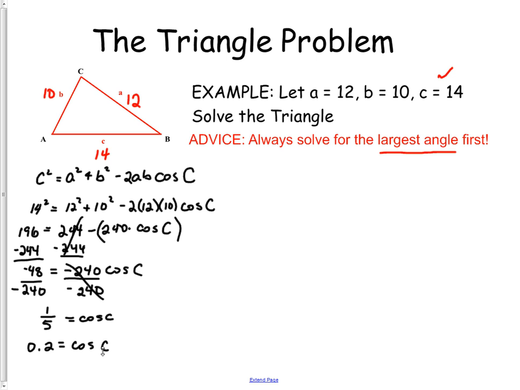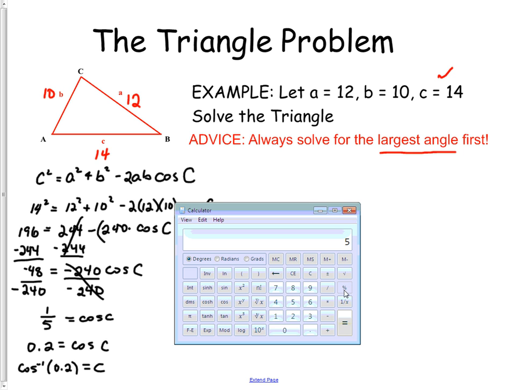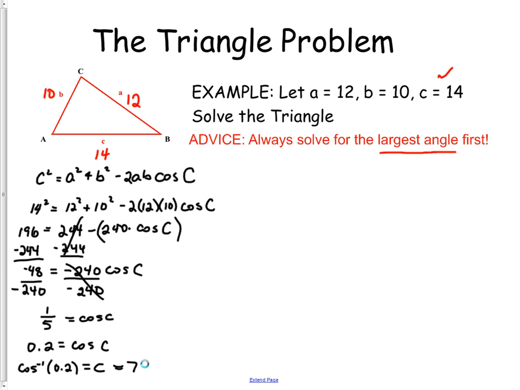So we would take the inverse cosine of 0.2 to get our angle C. Using our calculator, we take 0.2, take the inverse cosine, and we would get 78.46 degrees.